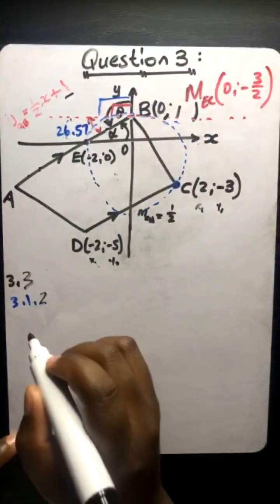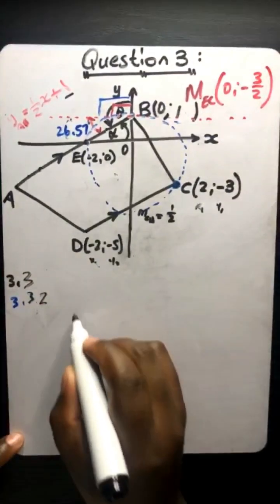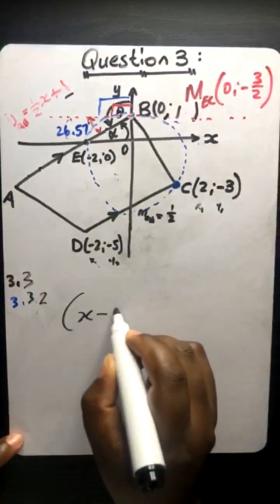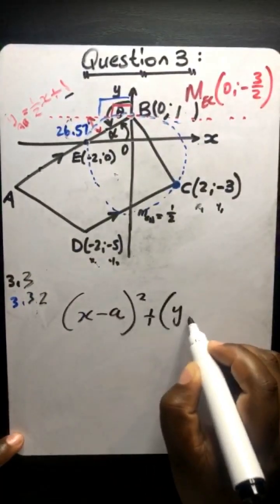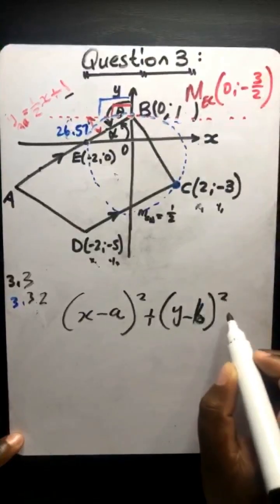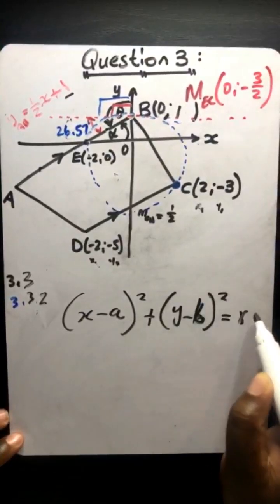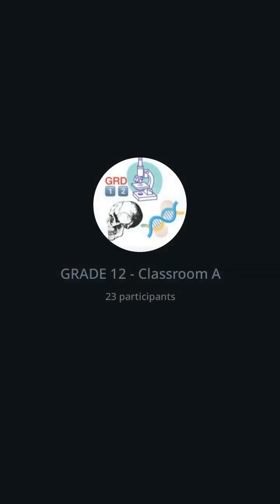So let's see. Remember, we are on 3.3.2, where they say the equation of a circle in that form. You always know that when you are dealing with an equation of a circle, you still need two things. What are those two things? A point, the center and a point.